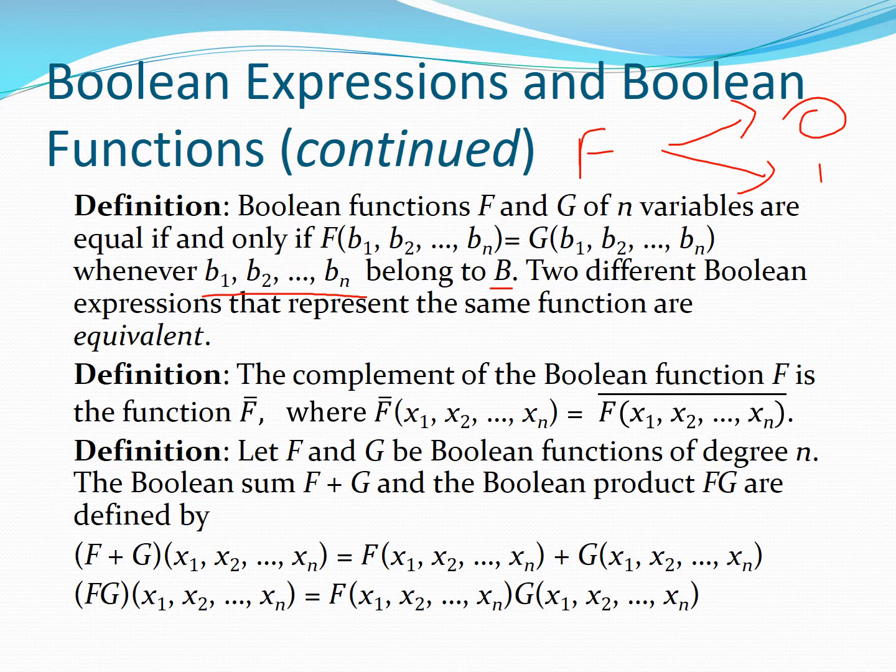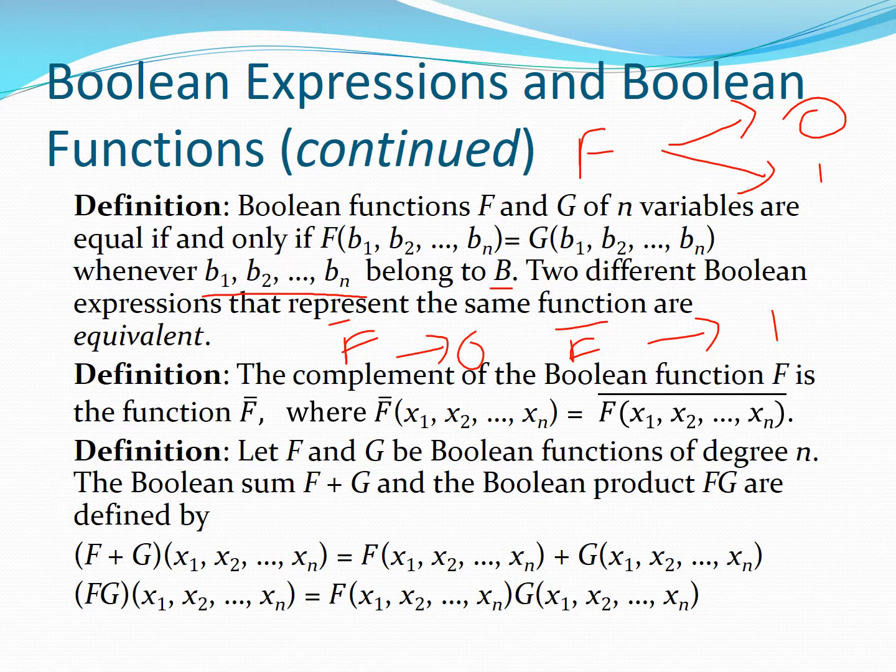So how do you find the complement of a Boolean function? Once again, like I said, a function either evaluates to a 0 or a 1. So once we find out what it evaluates to, if f evaluates to 0, then we know that f bar would evaluate to 1. And if f evaluates to 1, then we know that f bar would evaluate to a 0. So that's how you define the complement of a Boolean function.